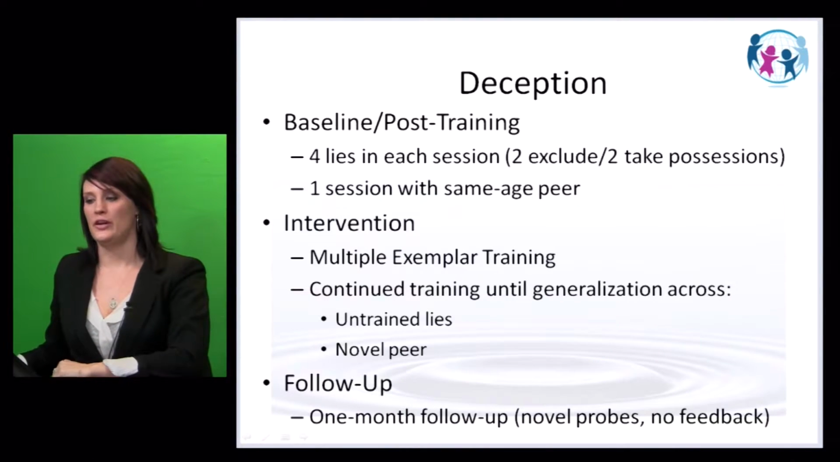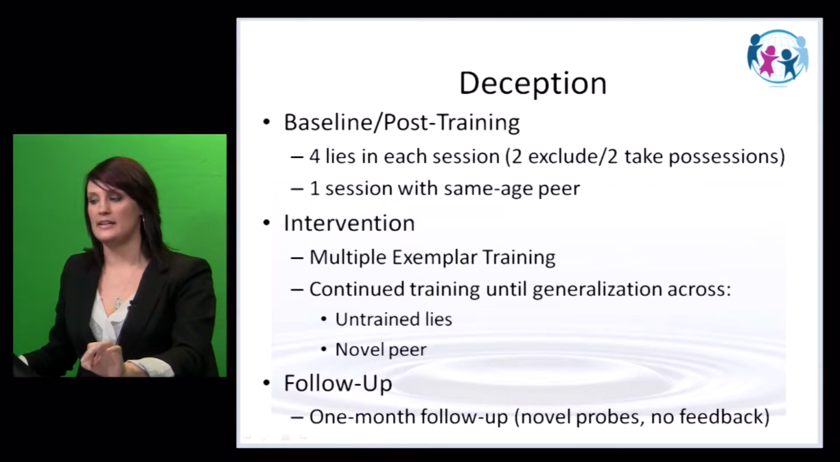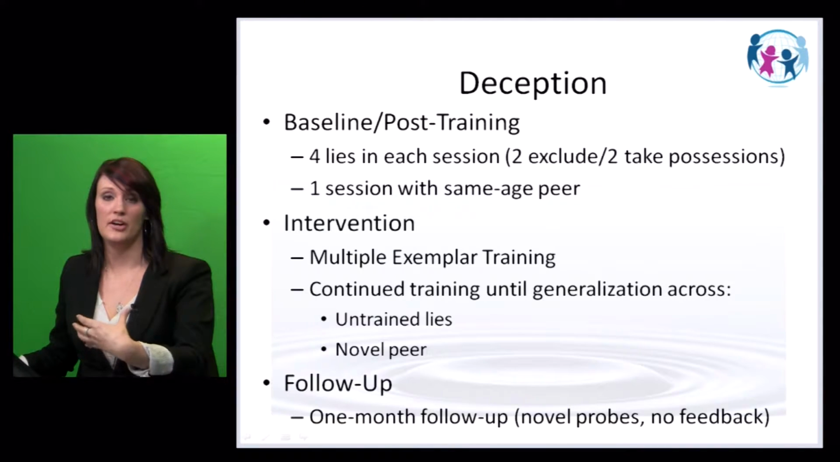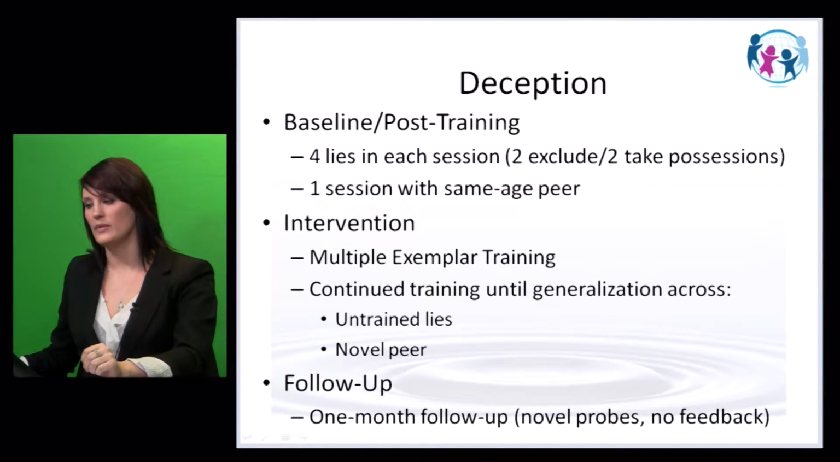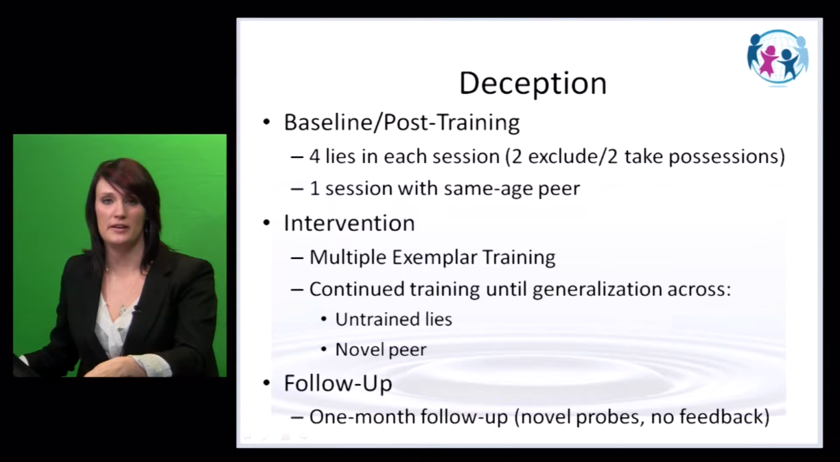In baseline and post-training, we provided 4 lies in each session, 2 to exclude and 2 to take the child's possessions. And also we included 1 session with a same age peer to ensure that the child was responding the same way to a peer as he was to the adult therapist. And specifically, we included the peer because this was the behavior we wanted to actually target. We wanted the child to respond to his peers, not just therapists or adults.